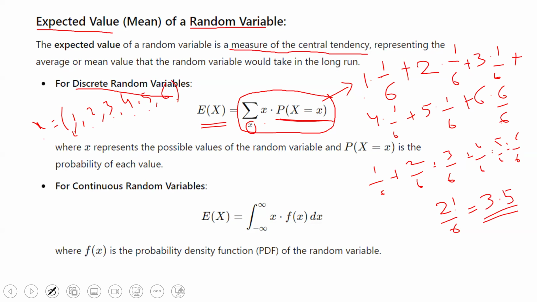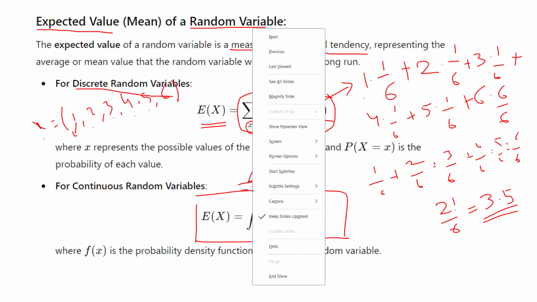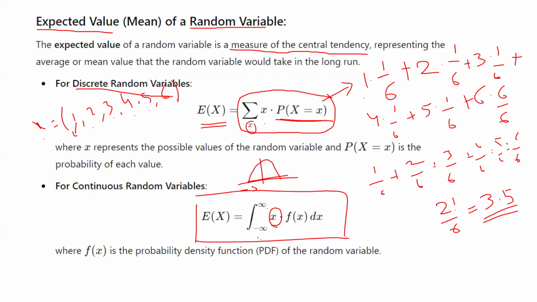Okay, for continuous random variables, the expected mean is calculated with this formula, integrating within the range that we want, minus infinity to infinity, all the possible ranges. Like if the heights of students are extending from 3 to 6 feet, the integration will just become 3 to 6 of x into the probability density function of the heights of the students into dx.